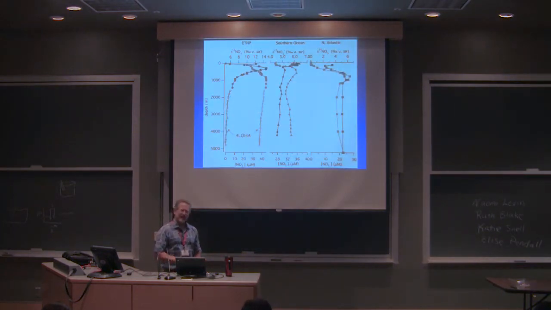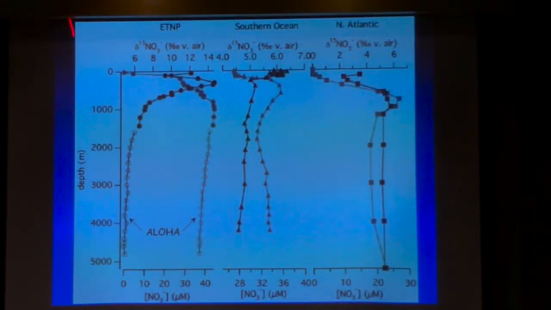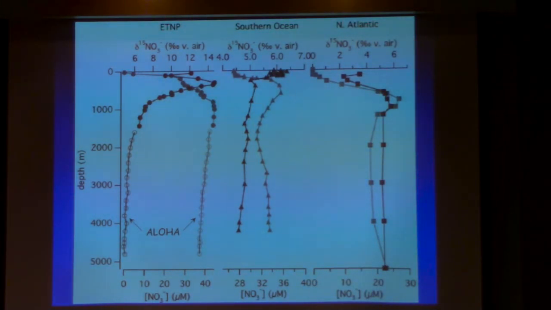We can recognize some of these processes in different regions of the ocean by looking at profiles of nitrate concentration and nitrogen isotopic composition with depth. And that's what I've listed here. Here's depth and the delta 15N value of nitrate in the eastern tropical North Pacific, the Southern Ocean, and the North Atlantic. The eastern tropical Pacific is one of these regions where it's relatively sluggish circulation and high production. So there's low oxygen. It's one of these oxygen deficient regions here in midwaters.